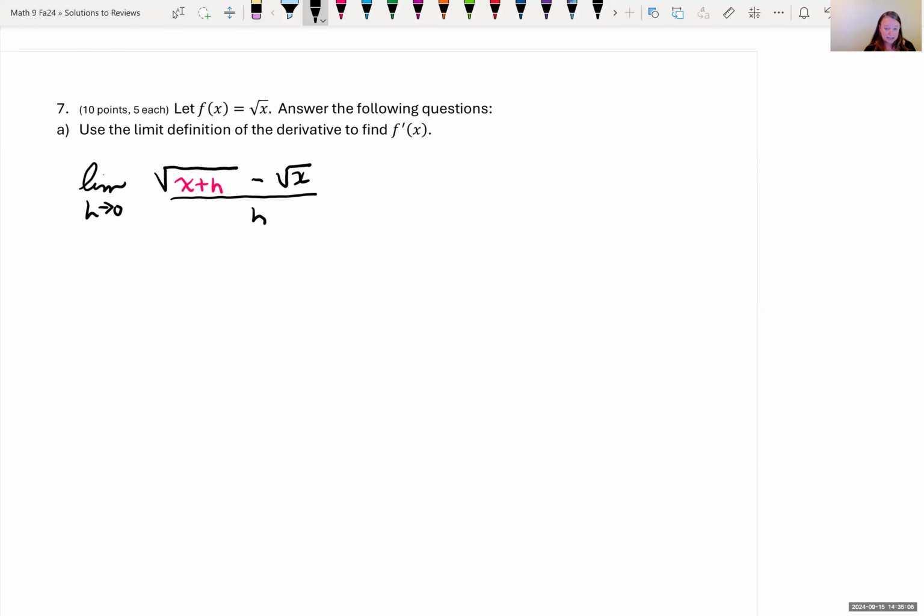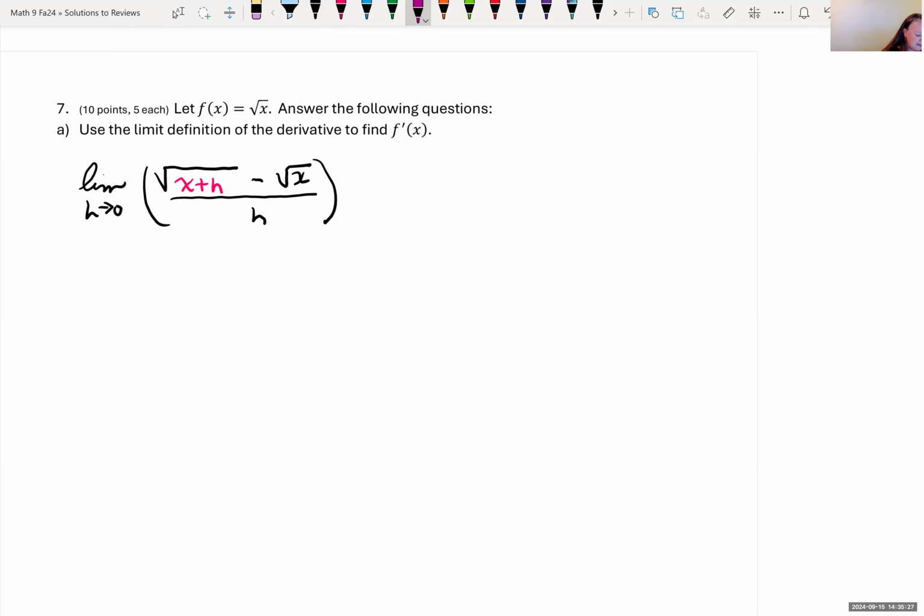I notice when I do direct substitution, I get square root of x minus square root of x, which is 0, all over 0. 0 over 0 is an indeterminate form, and so we need to go back and manipulate. If you have radicals in your rational expression that you're taking the limit of, then you want to clear the radical by multiplying through by the conjugate.